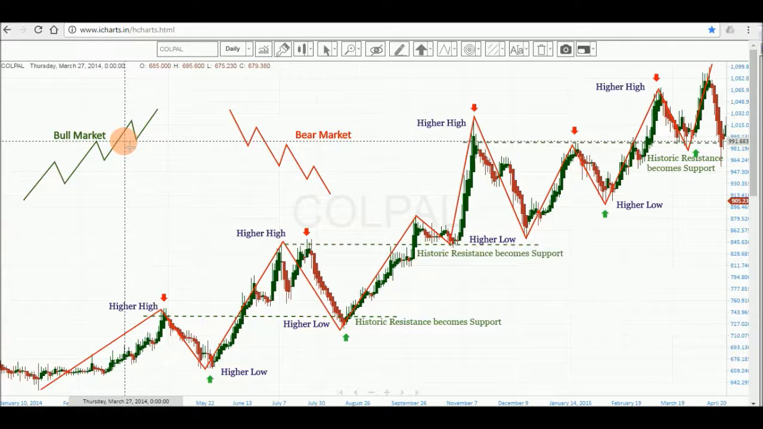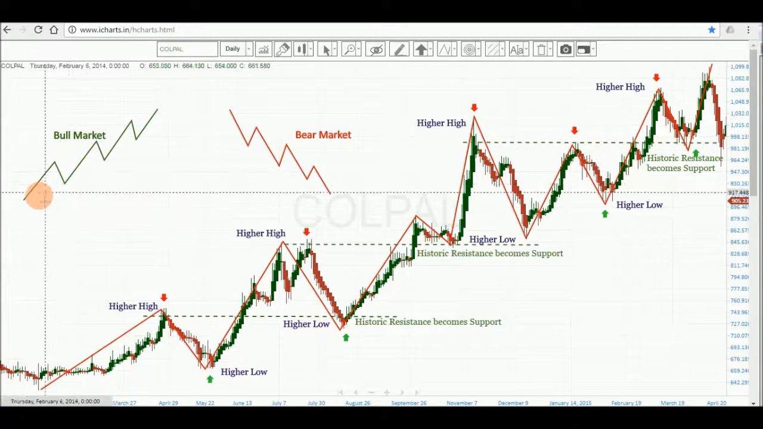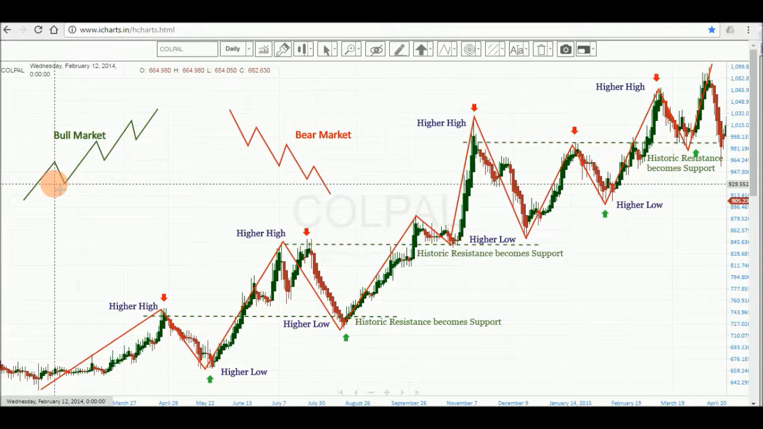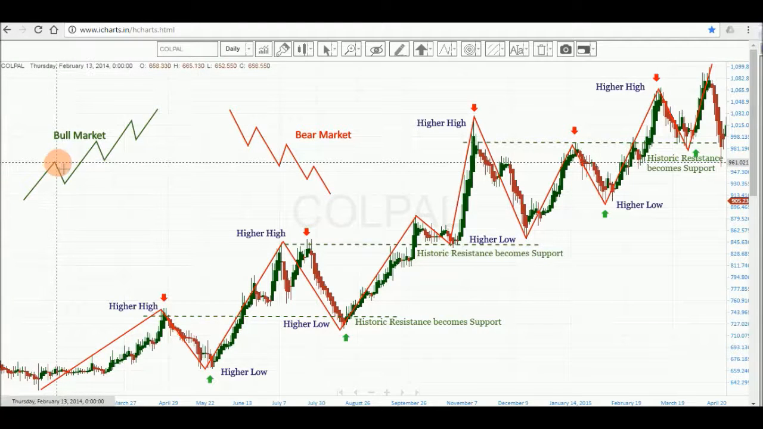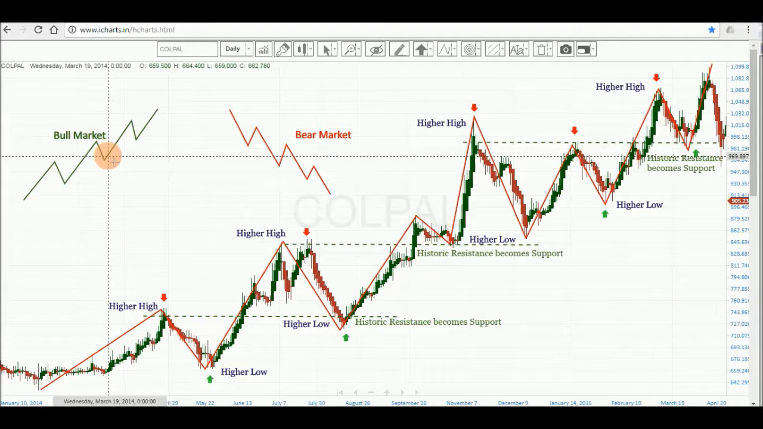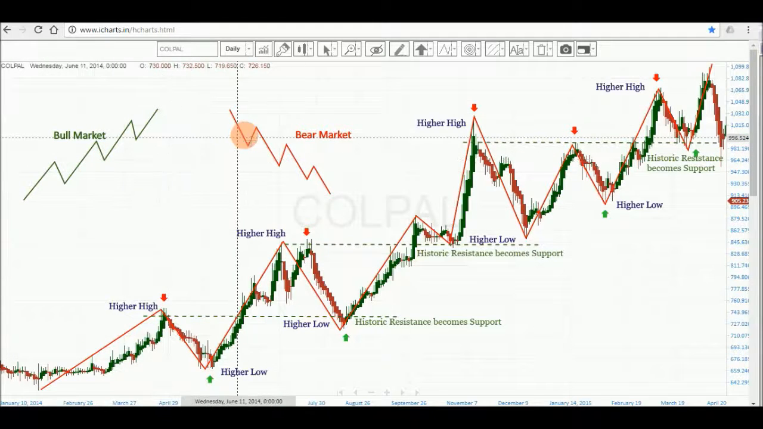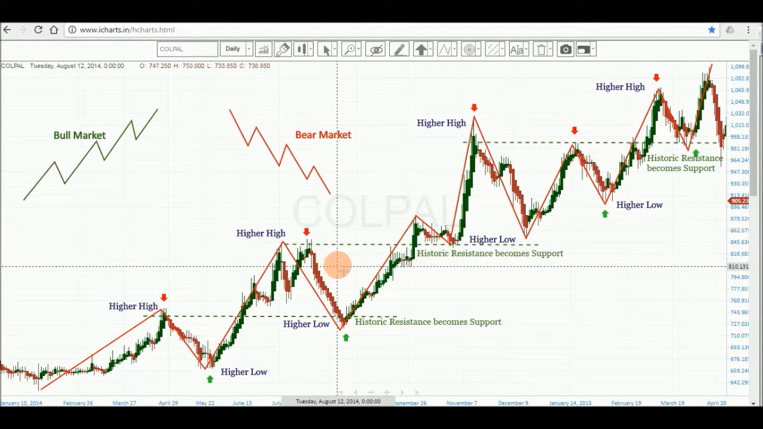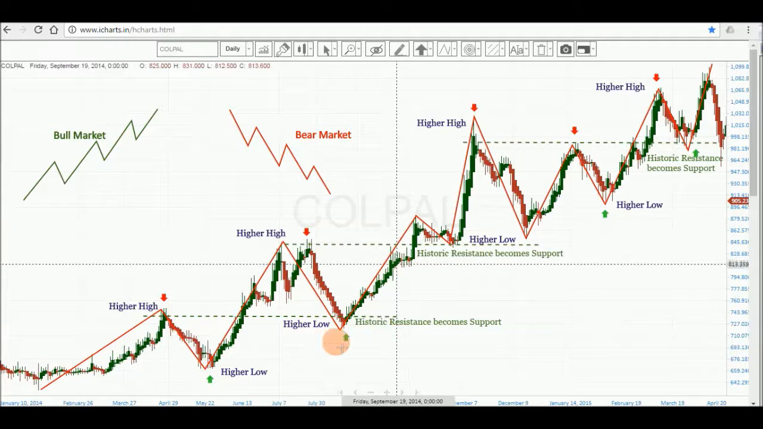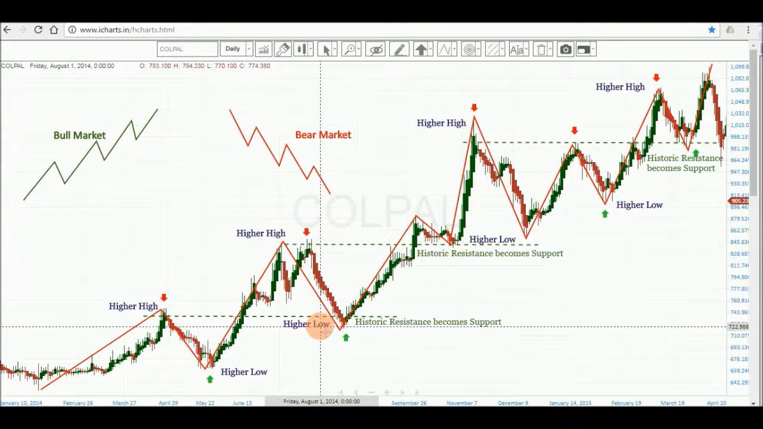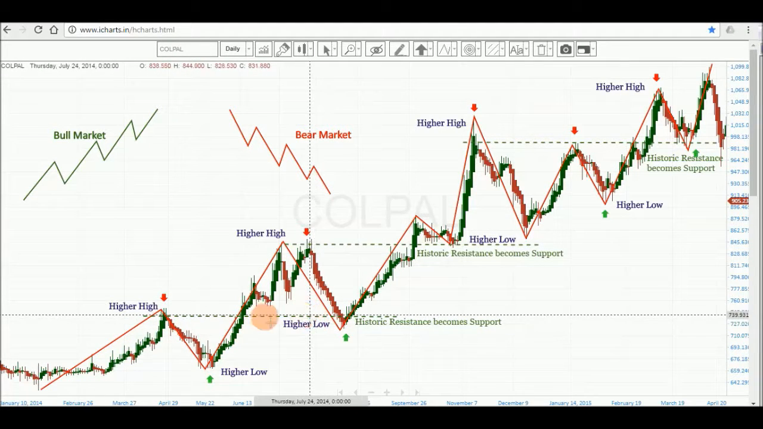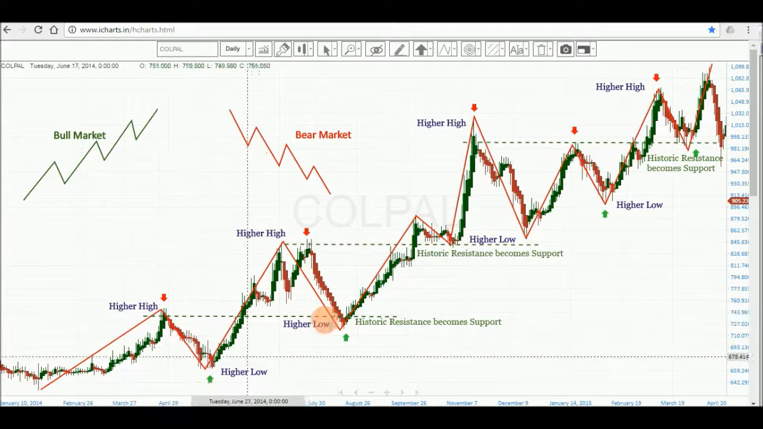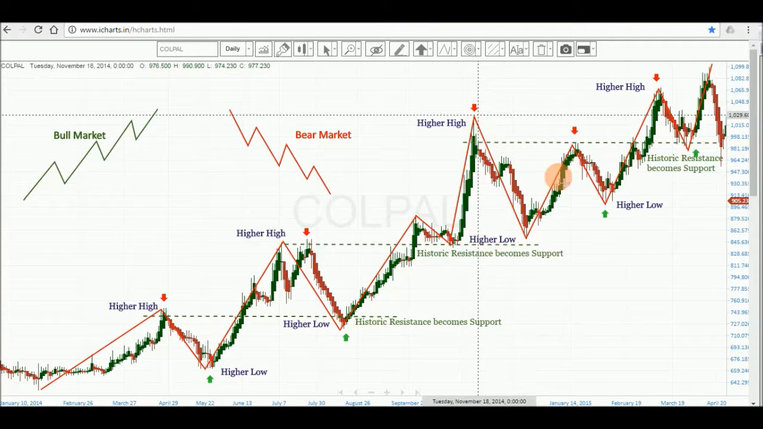An example of a structural bull market is provided over here, where the price is making higher highs and higher lows, as you can see in this case. Conversely, a bear market should be making lower highs and lower lows. Now in this example of Colgate-Palmolive, it is a classic example of a bull market. I have already marked the higher highs and the higher lows, which defines that this is a bull market.